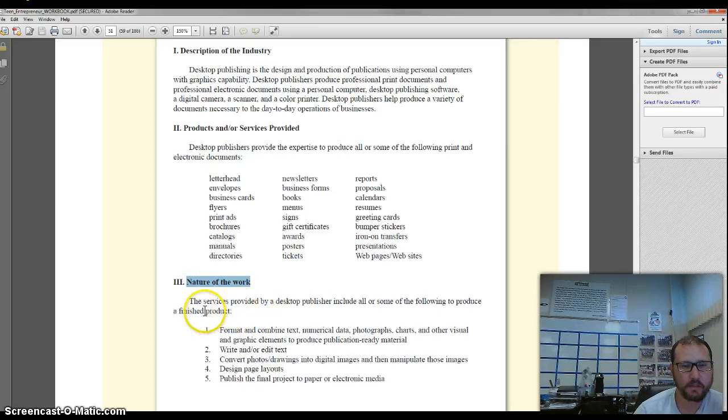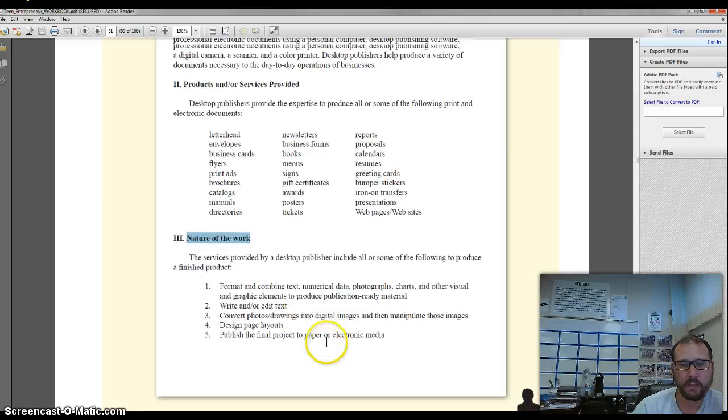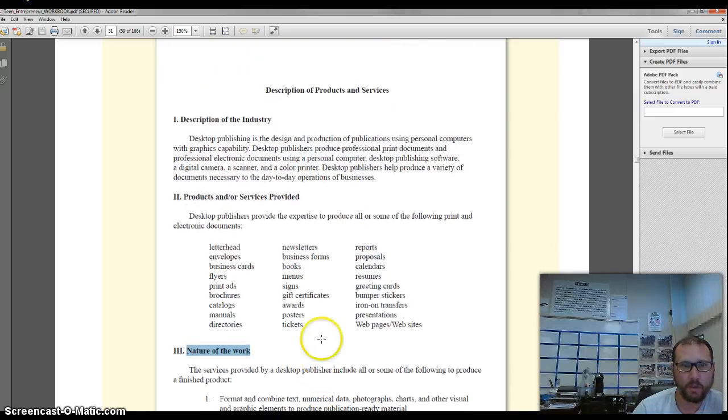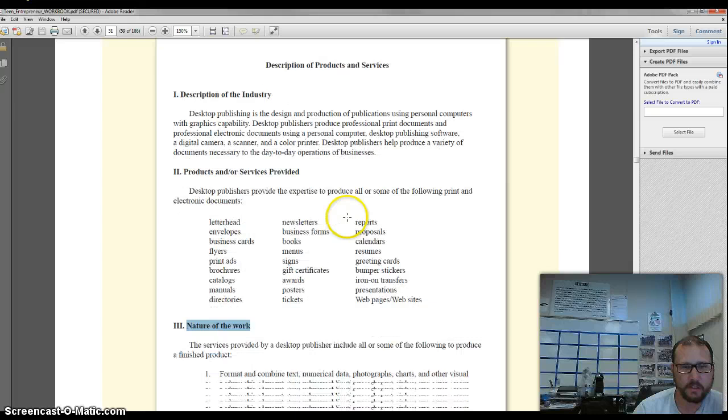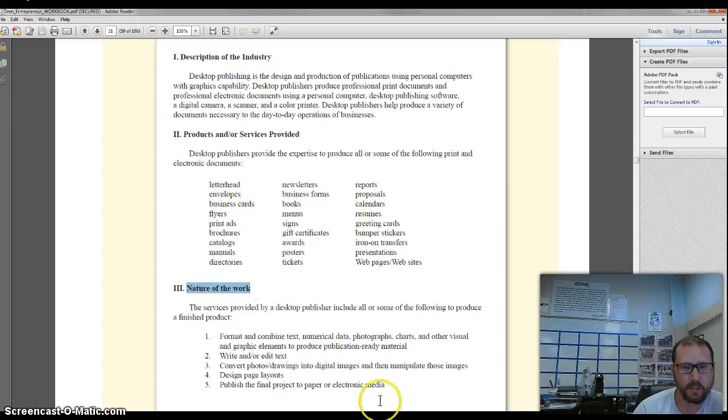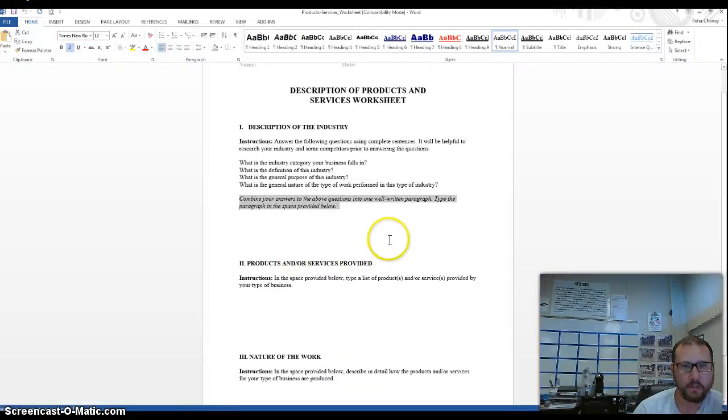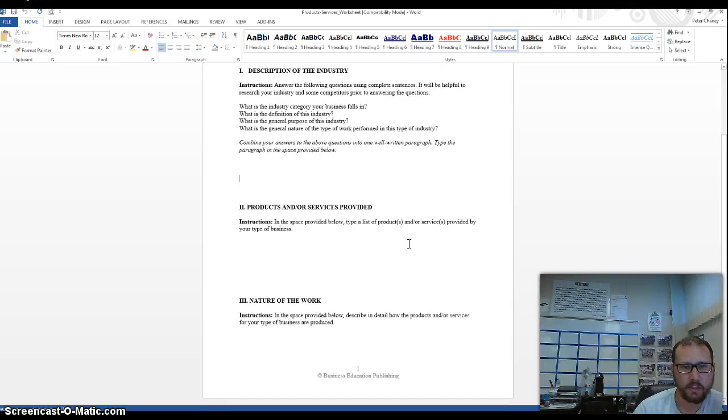Okay, so he says the services provided by a desktop publisher include all or some of the following to produce a finished product. So he talks about formatting, writing and editing, converting photos and drawings, layouts, that sort of thing. So in his one-page description of products and services, he's answered all three sections that were part of this worksheet. Okay, so that's the products and services provided, nature of the work.